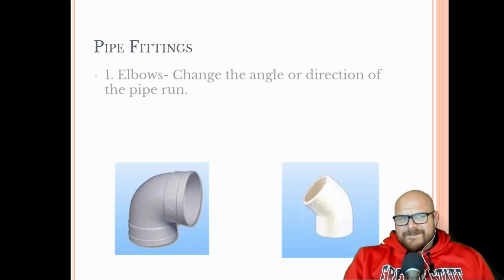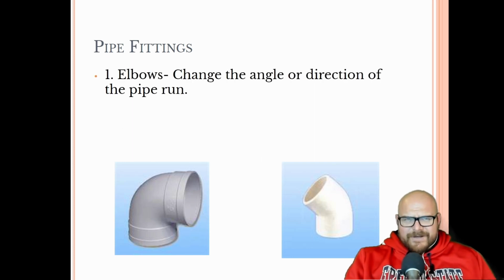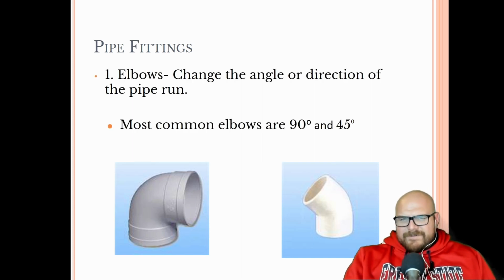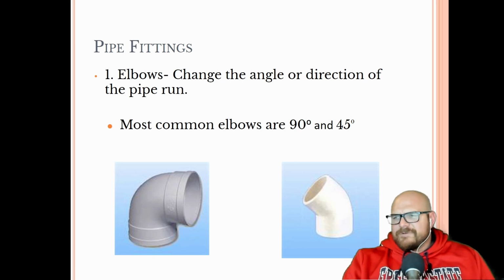So the first things that we see are elbows. These are going to change the direction of the pipe. The most common ones that you see are 90s and 45s. Sometimes you can get some variants of those, but those are the two you're going to see most commonly. You see them in copper, steel, and PVC.